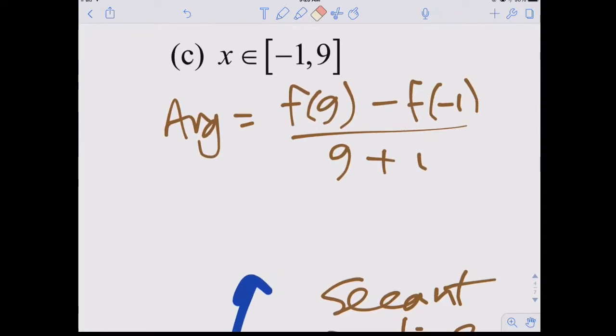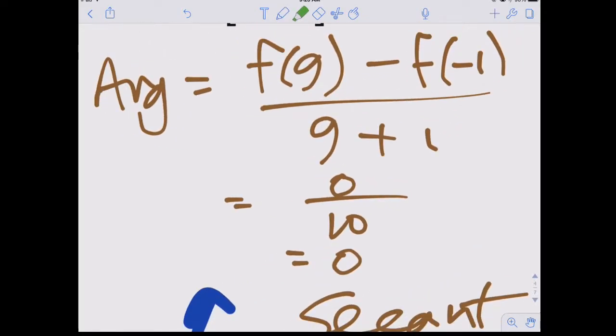Y'all ended up with what in the top? 10? Oh, 0. Y'all ended up with a 10 in the bottom. Yeah, and 0 divided by 10 is 0. So 0 is a very, very nice number because if that's the average rate of change, that means that you average 0 miles per hour over your whole trip. How could you average 0 miles per hour over your whole trip?